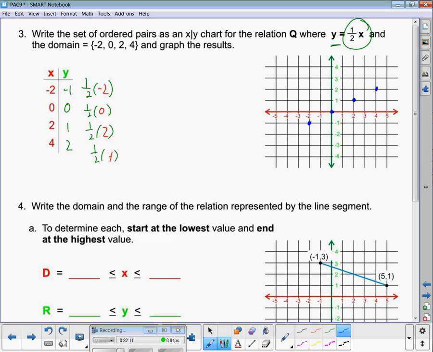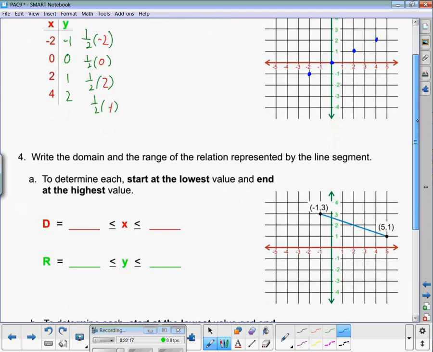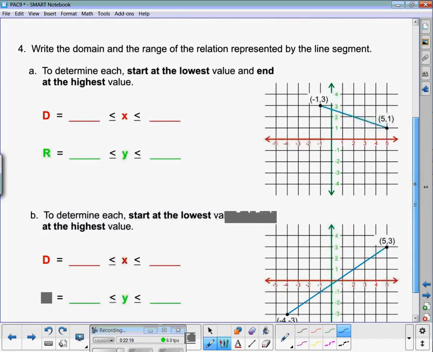Hey, what do you notice about those points? They're in a line, aren't they? Cool. We'll learn more about that in the very near future. All right, got to hurry up here.